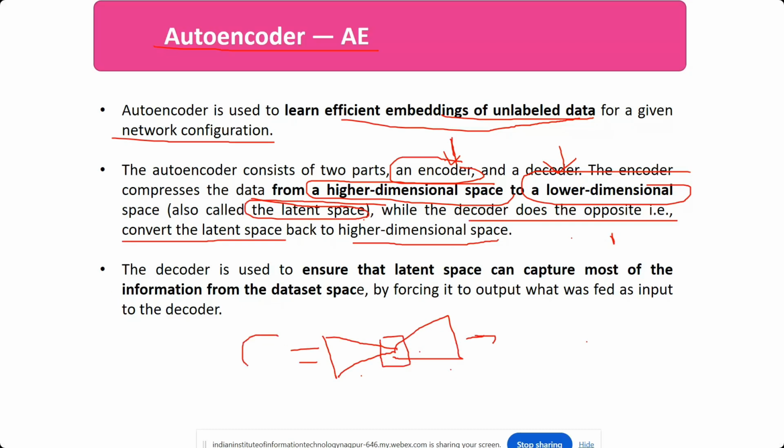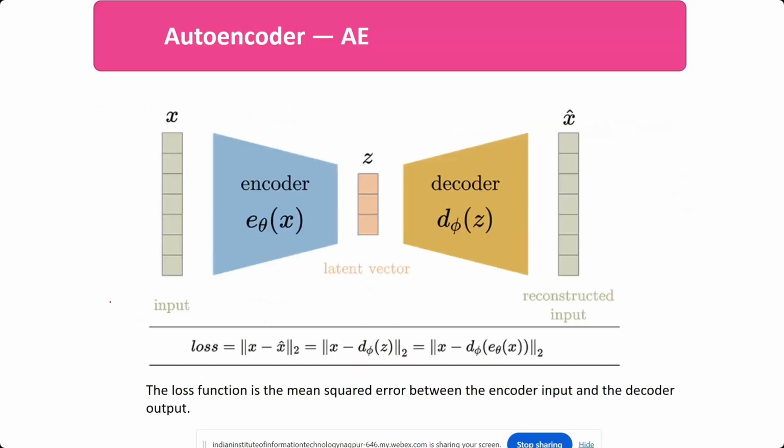You are providing your images from the data. This latent space is very, very important. It has to capture most of the information from the data space by forcing it to output what was fed as an input to the encoder. Now this is the basic architecture. You are providing an input image and generating a reconstruction of that image.